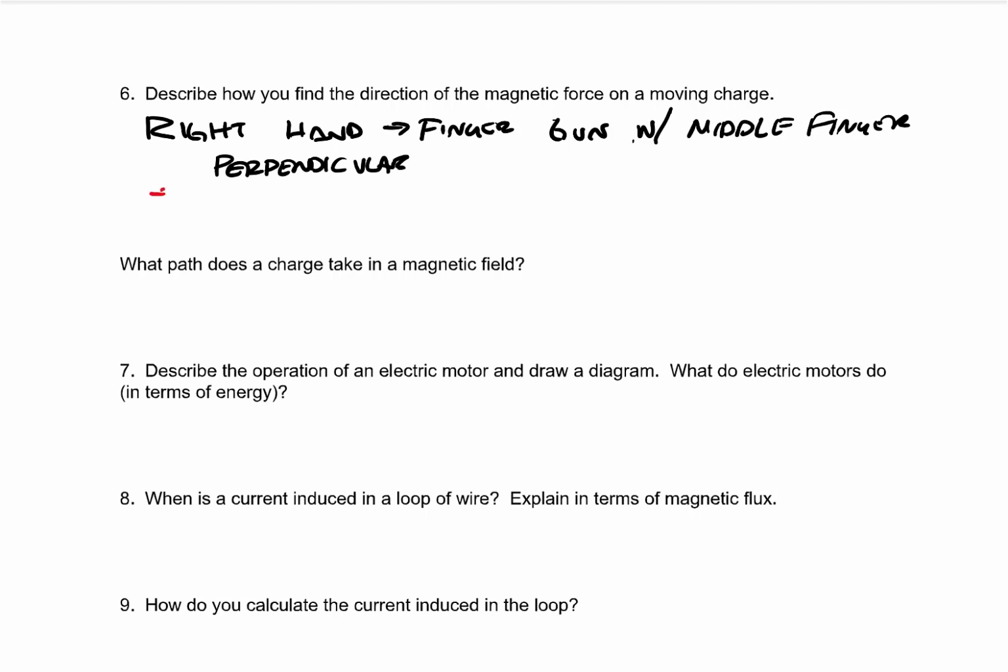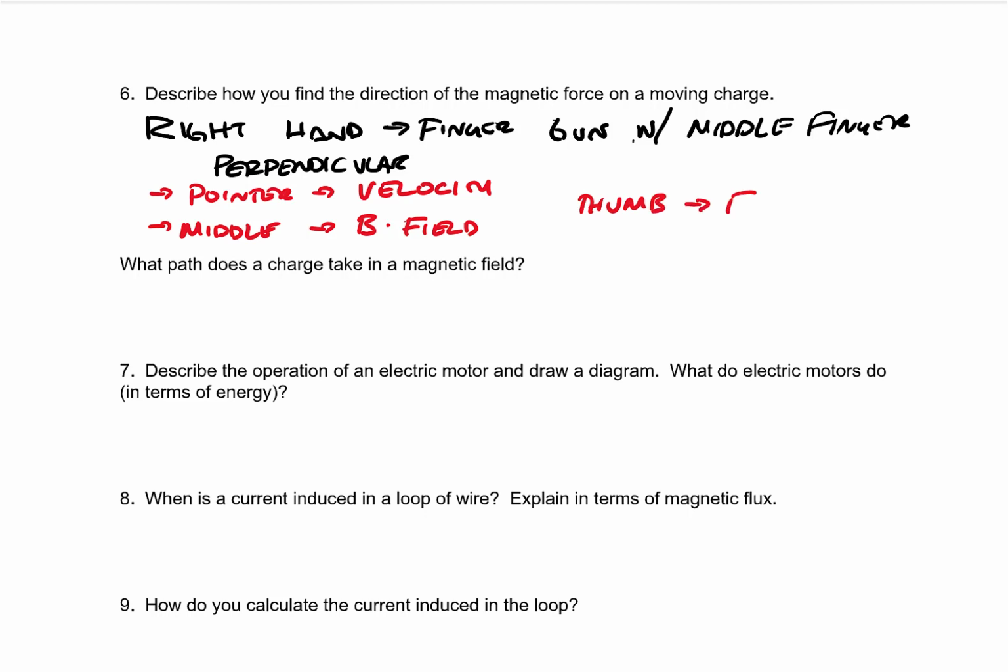When you do that, your pointer finger is the velocity. Your middle finger is the direction of the magnetic field, and your thumb is the force.